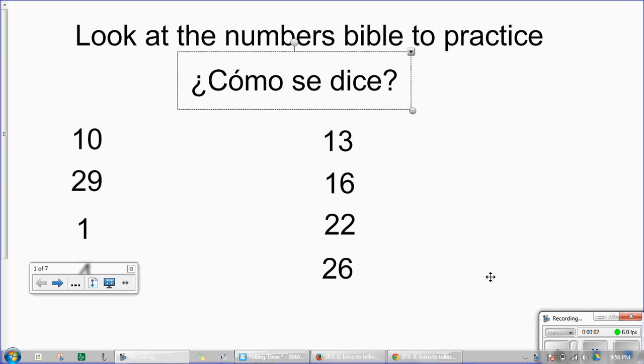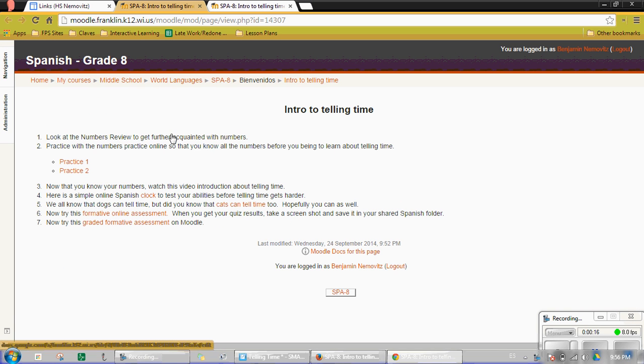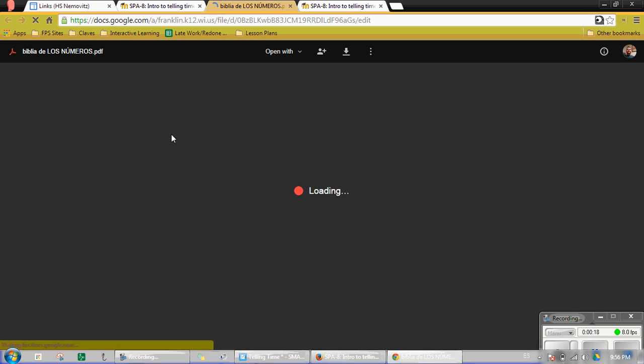So we're going to be working with telling time in Spanish. You guys should have already looked at that big Numbers Bible thing. I can show you what that's going to look like. If you go to the Numbers Bible, it should look something like this.